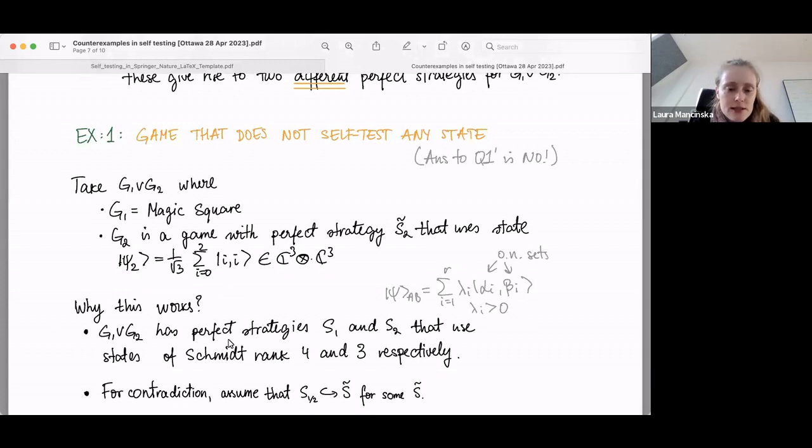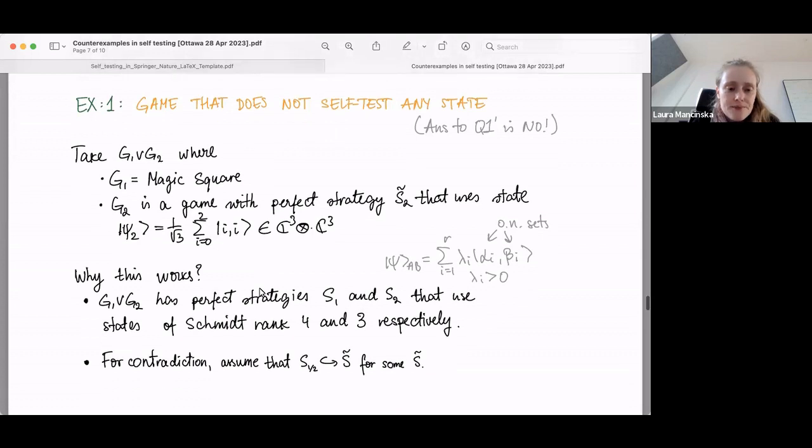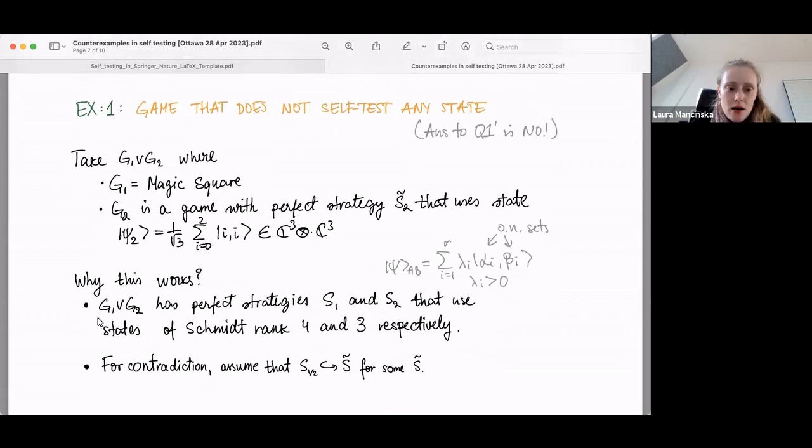All right, now the important property that I'm going to use is that the local dimensions of the entangled states used in these two games are coprime. In the case of magic square, the local dimension is 4, and for this G2, the local dimension is 3. And 3 and 4 are coprime. So we take an OR game, and we observe that because G1 and G2 have these perfect strategies S1 and S2, I can also get strategies for G1 or G2 that have local dimension 3 and 4 respectively.